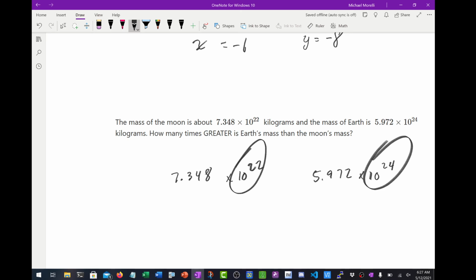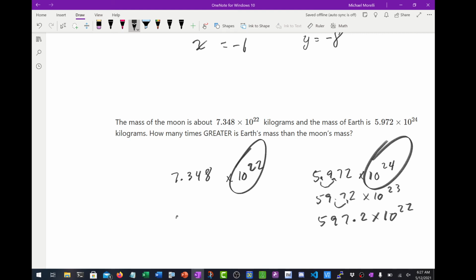If I move this decimal point over 1, now I have 59.72 times 10 to the 23rd. I can move it over one more time, and I have 597.2 times 10 to the 22nd. So that's what you needed to do. That was kind of the big step.